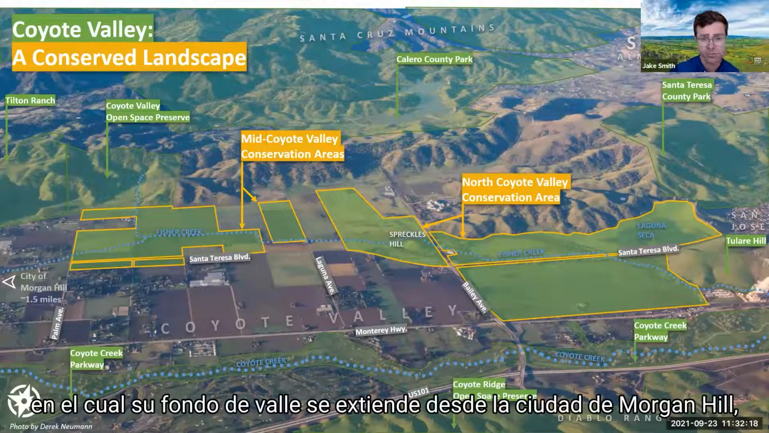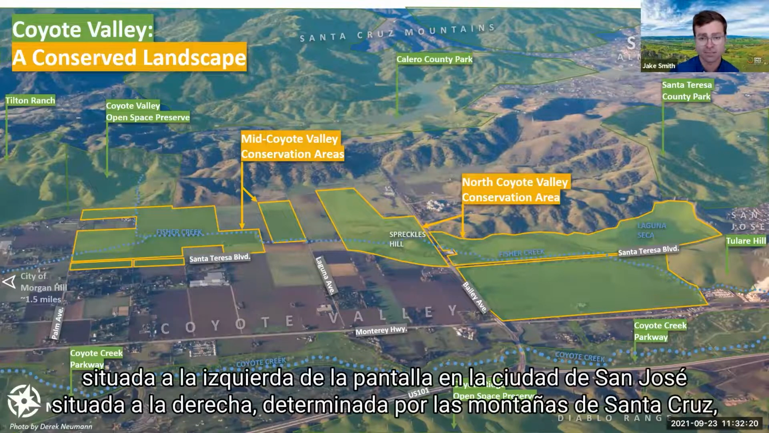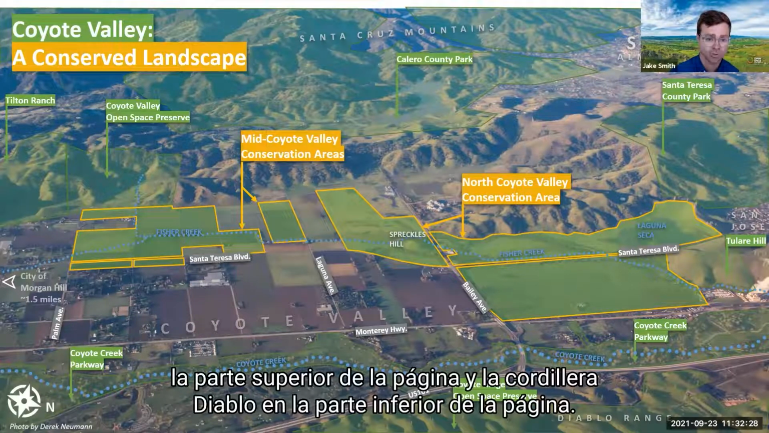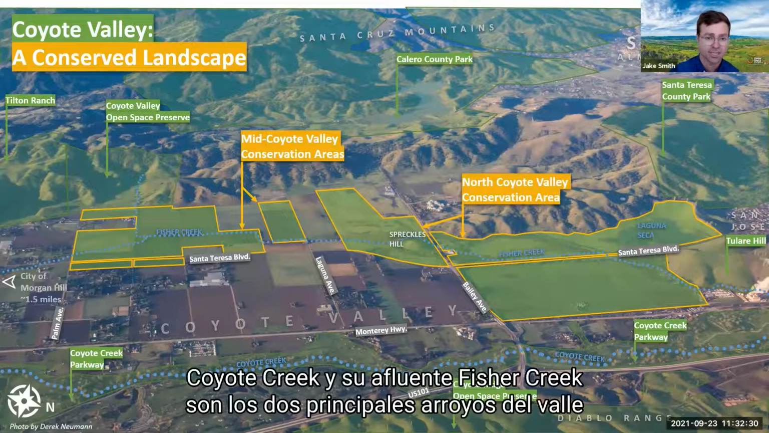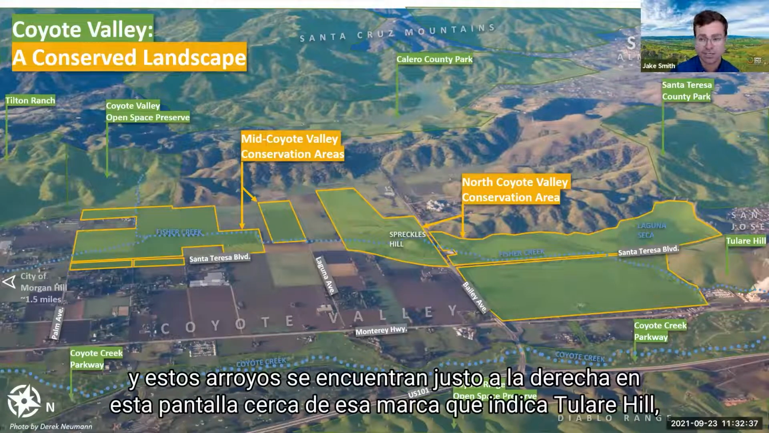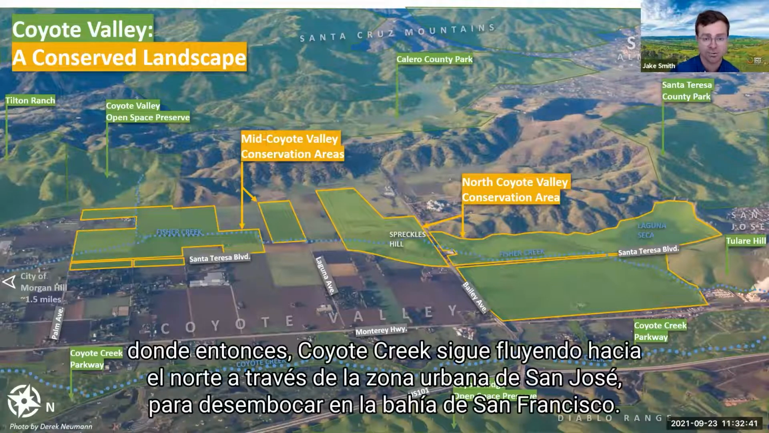Where its valley floor stretches from the city of Morgan Hill, located to the left of the screen, and the city of San Jose, located to the right. And it's defined by the Santa Cruz Mountains at the top of the page and the Diablo Range at the bottom of the page. And Coyote Creek and its tributary Fisher Creek are the two primary streams in the valley. And these creeks meet just at the right of the screen near that label that indicates Tulare Hill, where Coyote Creek then continues to flow north through urban San Jose and eventually into the San Francisco Bay.